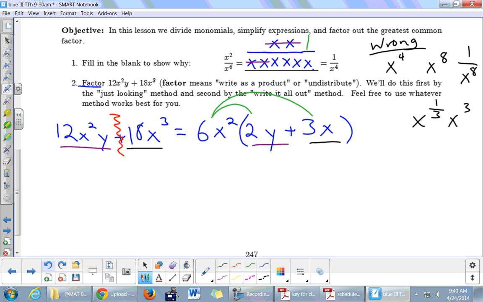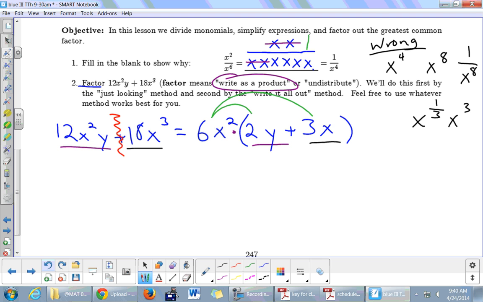And so when you see the word factor, it means write as a product, and that's what we did. It used to be a sum in addition, and it's now a product. Or undistribute, because it's the opposite of distributing. It's like undistributing, okay?